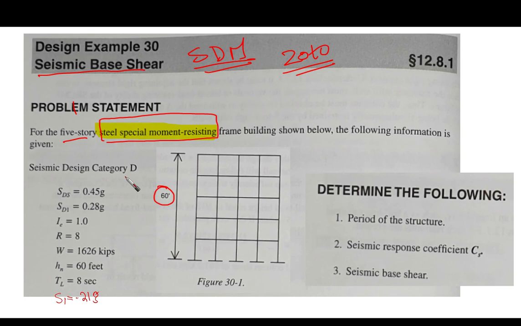Seismic design category is D. SDS is 0.45, SD1 is 0.28, R is 8, and the effective seismic weight is given. hn is 60, the long period value TL is 8 seconds, and S1, you are going to find that they provide it at the end. We need it actually. It is 0.21 g. So what we want from here is to determine the following: the period of the structure, the seismic response coefficient CS, and the seismic base shear.